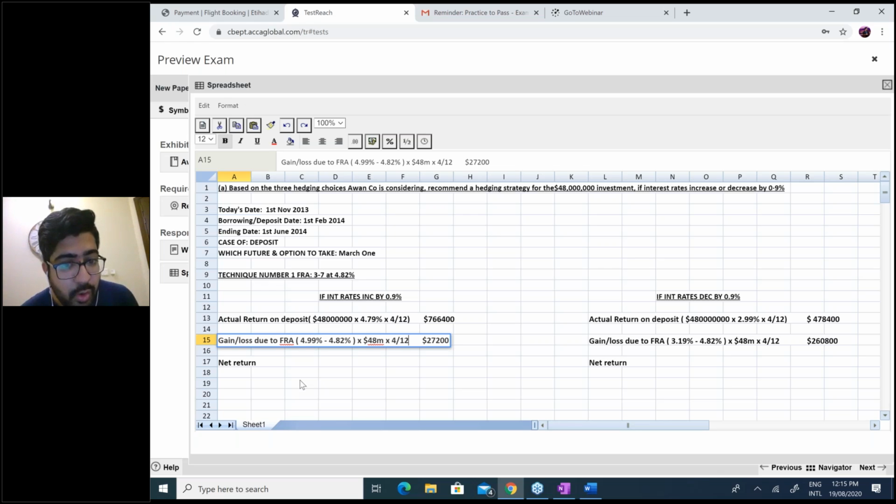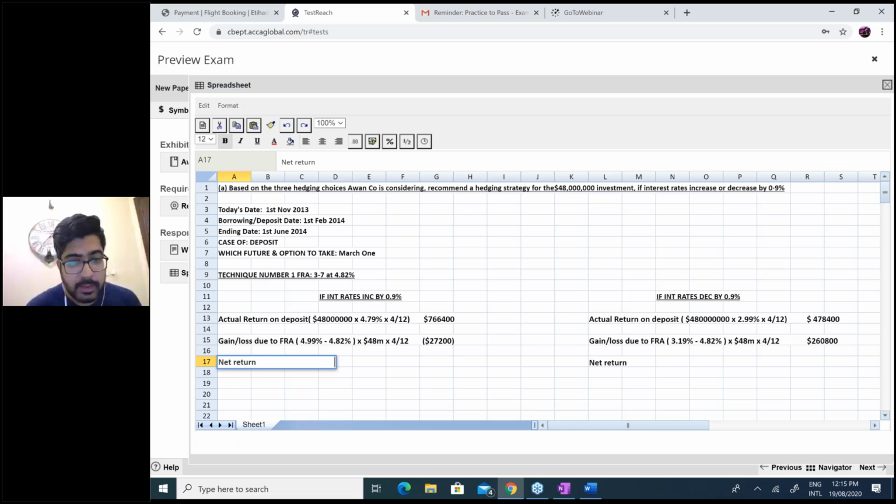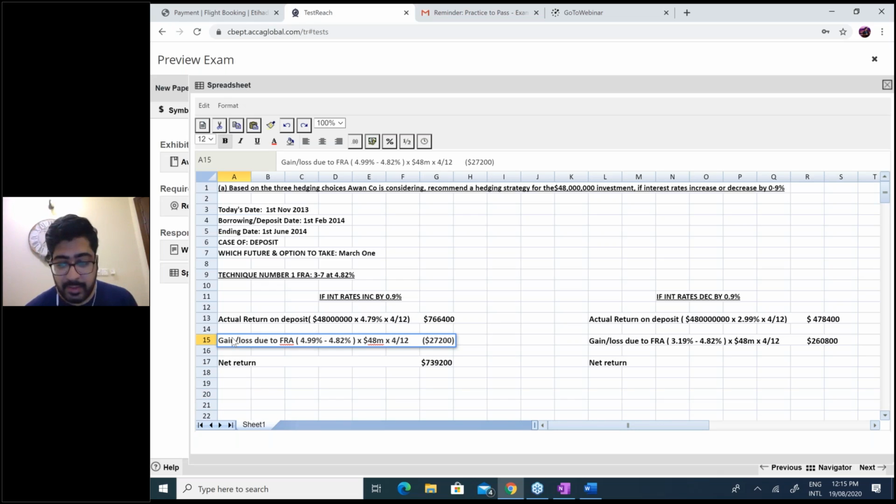What to do with loss? Loss reduces return. We have written return above. Loss reduces return, so deduct it. The net answer you will get by deducting here will be $739,200. Pay attention. When interest rates increase by 0.9, remember it's a deposit case. The rates became 4.99, but you blocked the rate at 4.82 for deposit at a low rate. It's a loss. Loss reduces return. Deduct it. 739,200.